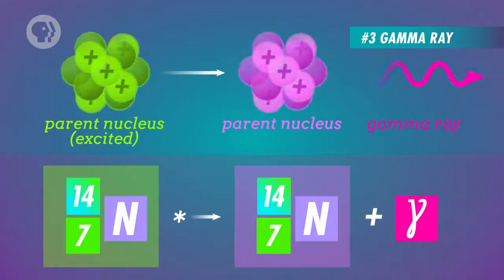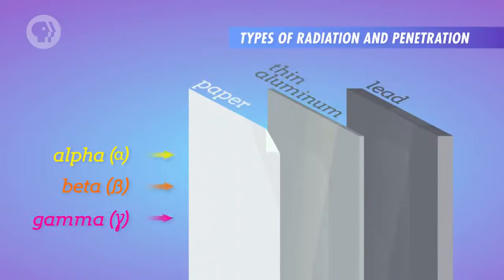Unlike alpha and beta decay, no transmutation occurs in gamma decay. Instead, the excited nucleus just decays into a ground state nucleus and a gamma ray. Gamma rays have the highest penetrating power, requiring a large amount of concrete or lead to stop their propagation.